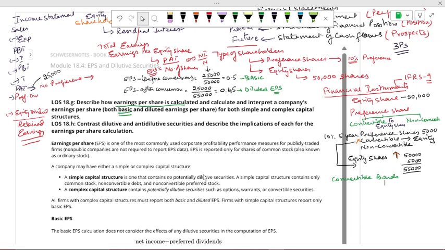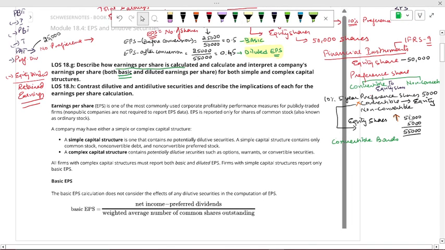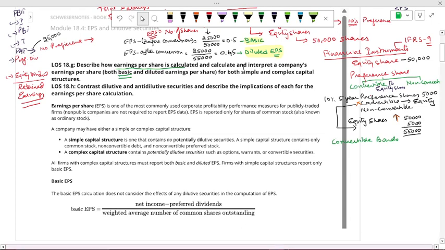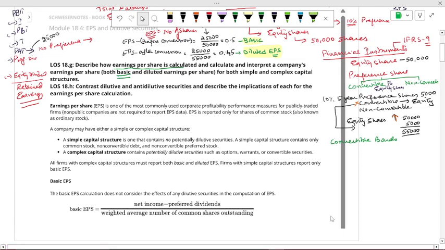Are you clear about this? What is the basic earning per share and what is the diluted earning per share? See, there are a few options. There's nothing you should have any doubt on here. The options are very few.